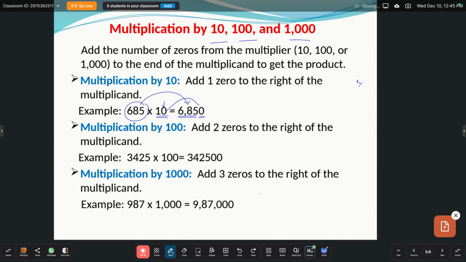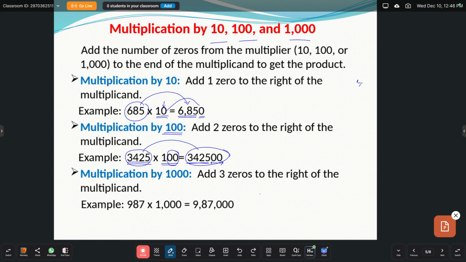Okay. If your multiplier is 100, that means if you have to multiply any number by 100, what will you do? For example, here our number is 3425 and we have to multiply it by 100. So for writing the product, what will we do? We will write down this multiplicand as such, and we will write down zeros to the right of this multiplicand. How many zeros are there in 100? There are 2 zeros. So I will write down here 2 zeros. Yes. So this is my product.